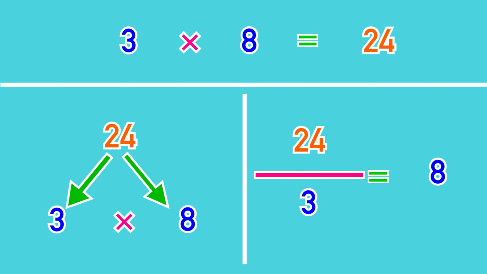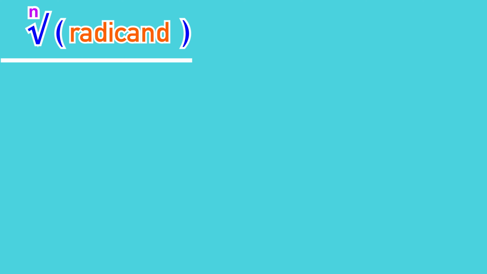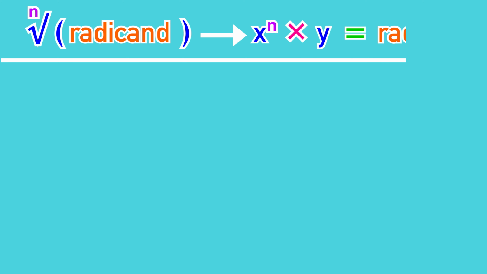But whenever we're simplifying radicals, we don't want just any factors. We want factors that can be written as a number to the same index as our radical. Essentially, if the index of the radical is n, we want to find x and y so that x to the n power times y equals the radicand of our radical.